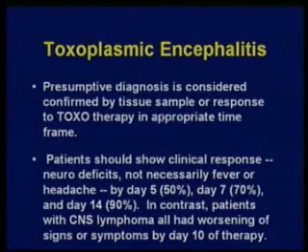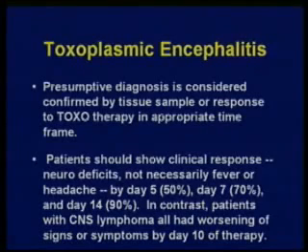Presumptive diagnosis is considered confirmed by tissue sample or response to toxo therapy in appropriate time. You see, toxo is often confused with a lymphoma. The difference is that toxo responds dramatically to treatment, very dramatically. Patients should show clinical response in neurodeficits, but not necessarily fever or headache. So the neurodeficits should clear up, but the person might still have a fever and a headache. By day 5, half of people have gotten better. By day 7, 70% have gotten better. And certainly by day 14, 90% of people have gotten better.